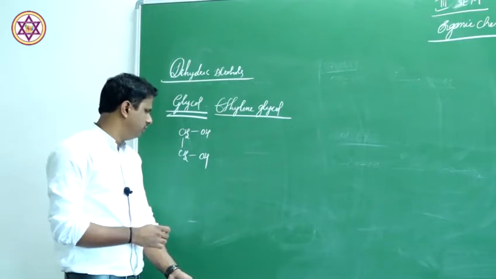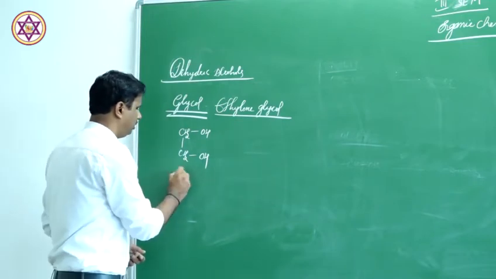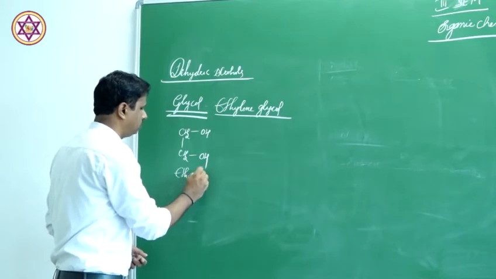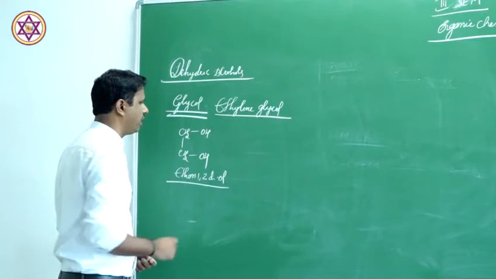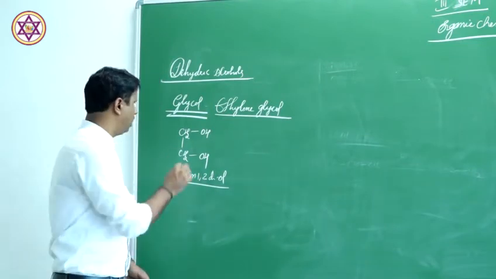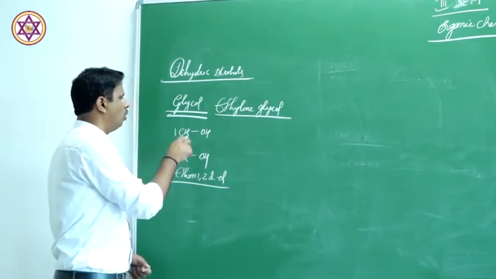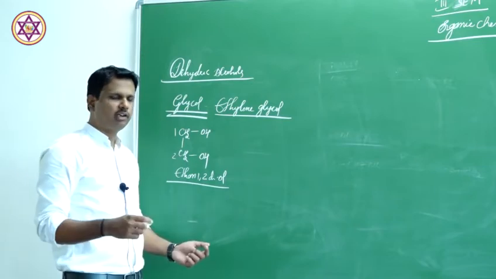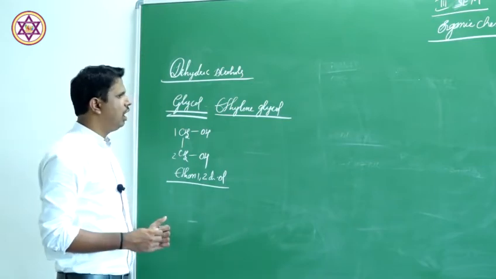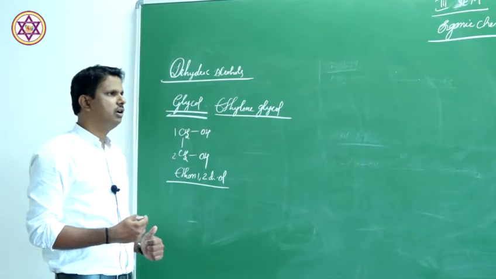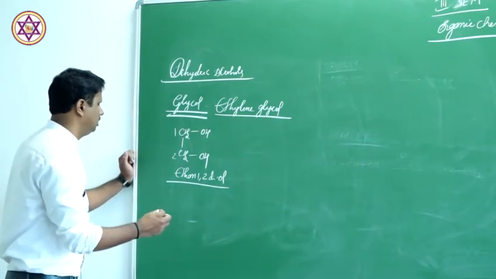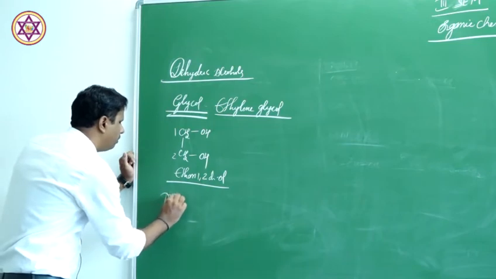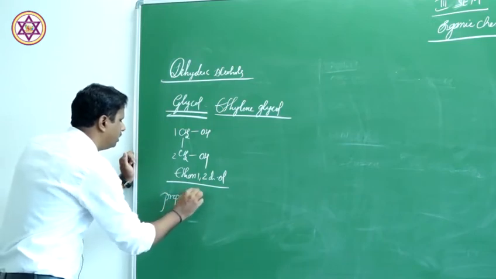The IUPAC name of this molecule is ethane 1,2 diol. This is the correct IUPAC name of this molecule. Ethane 1,2 diol is the correct IUPAC name. Now we have to see how we can prepare this molecule using different chemical reactions. So I'll write how we prepare this molecule. Preparation.